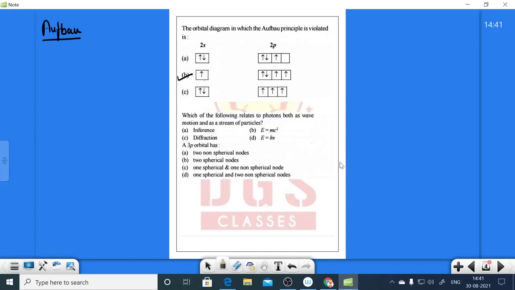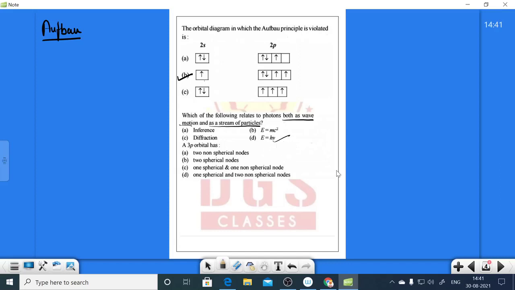So my dear student, the next one is, which of the following relates to photons both as wave motion and as a stream of particles? Okay. So interference and diffraction are related to the wave aspect. E is equal to mc square is the matter aspect. E is equal to h nu, or what we can say Planck's quantum theory, is applicable for both of these. So option number D.